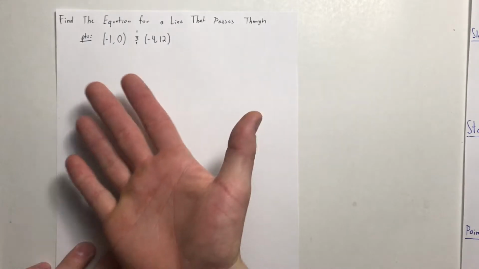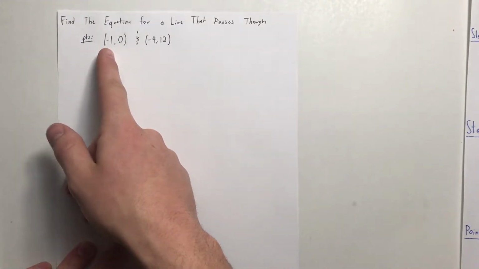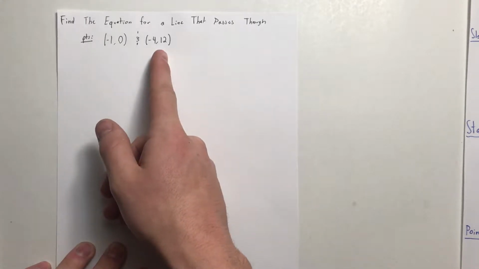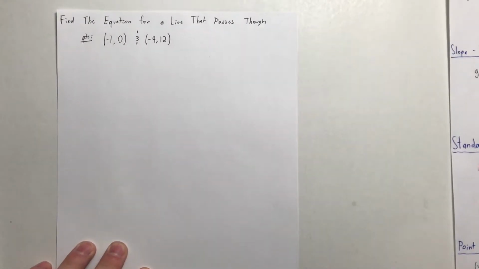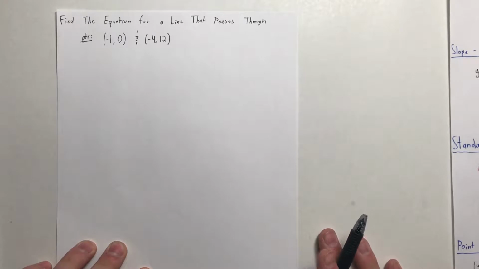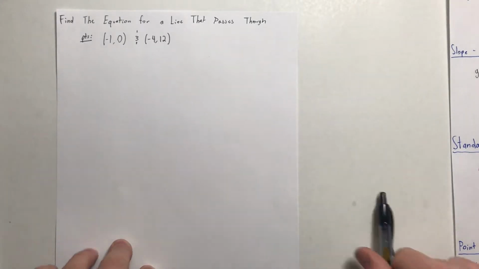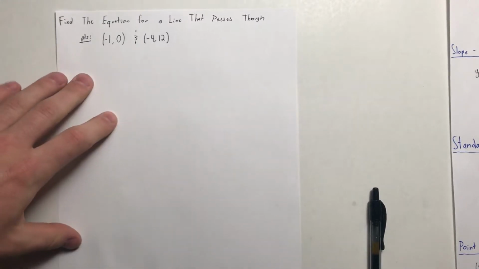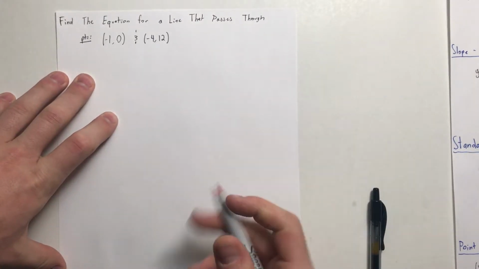So these 2 points I just randomly chose: -1 comma 0, and -4 comma 12. Whenever I'm given 2 points, my best bet is to always find slope first. So my goal is to find slope. The first thing that I want to do though is label my y1, my x1, my y2, and my x2. And this will become apparent why I'm doing this in just a couple of seconds.